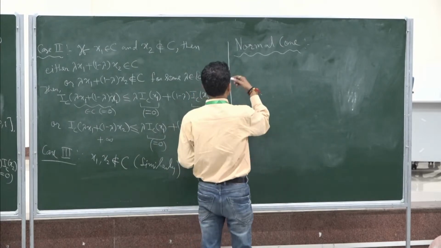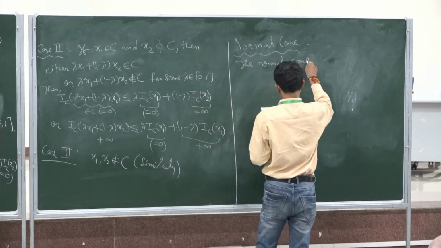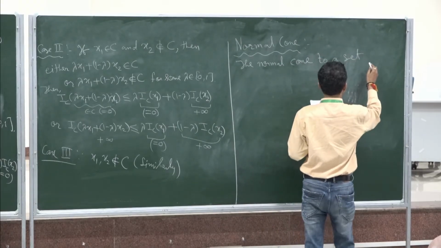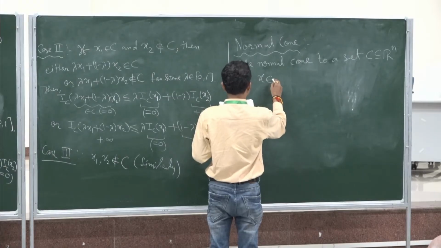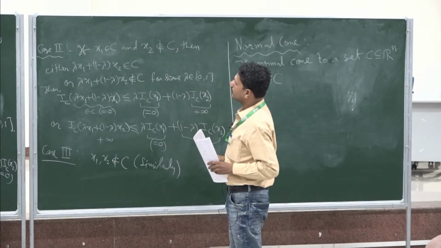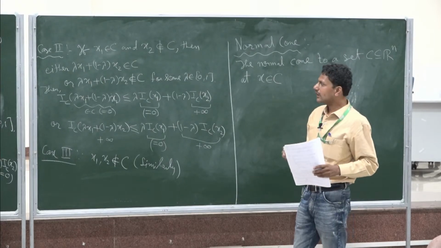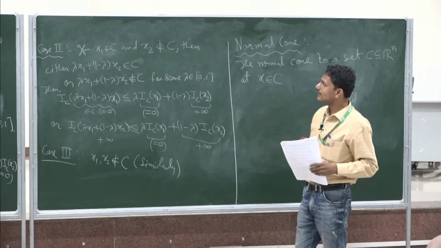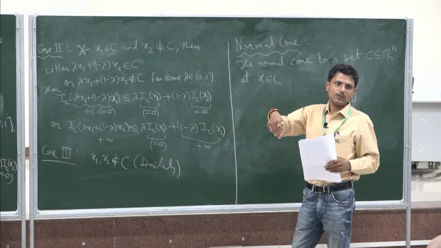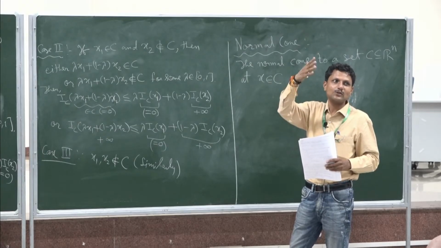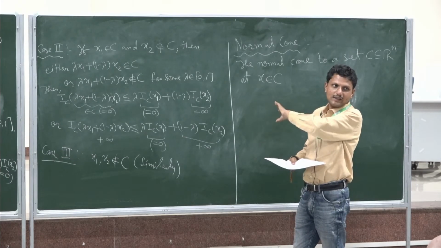So what do we mean by a normal cone? The normal cone to a set, suppose C in Rn, if and only if. So okay, you try to prove this. You try to prove the converse, because I have proved only one part, that if the set C is convex, then its indicator function is a convex function. So if the indicator function is a convex function, we have to prove that the set C is a convex set. So you just try to prove that. I think we need only this part, but the converse will be interesting.